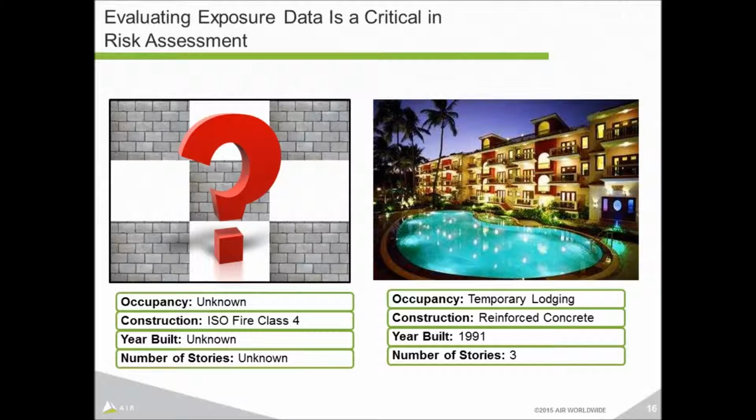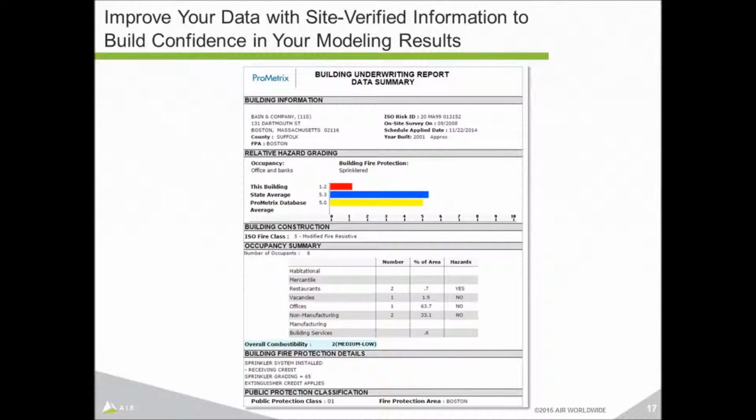Verisk's ProMetric solution offers a database of site-verified information on well over 3 million commercial buildings in the United States, and these data are used by carriers big and small across the industry to inform underwriting decisions for both catastrophe and non-catastrophe perils. Specific to catastrophe risk, ProMetrics includes critical information about structural characteristics and protections that can improve model results. ProMetrics data is delivered to underwriters in a number of ways, including via building underwriting reports, or BURRs, which many people in the audience may be familiar with.